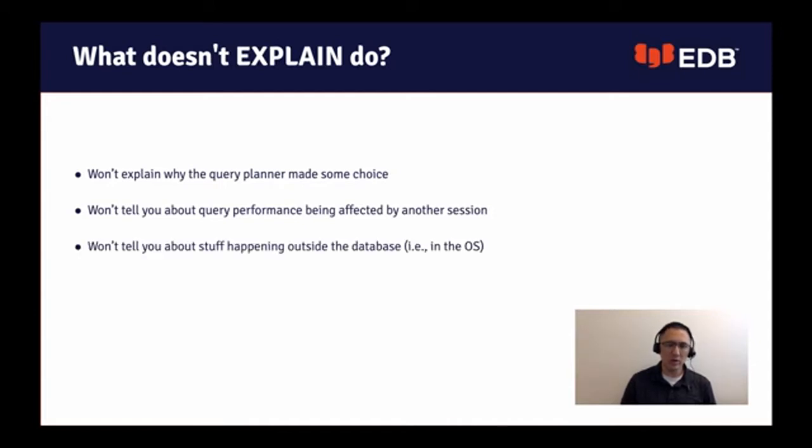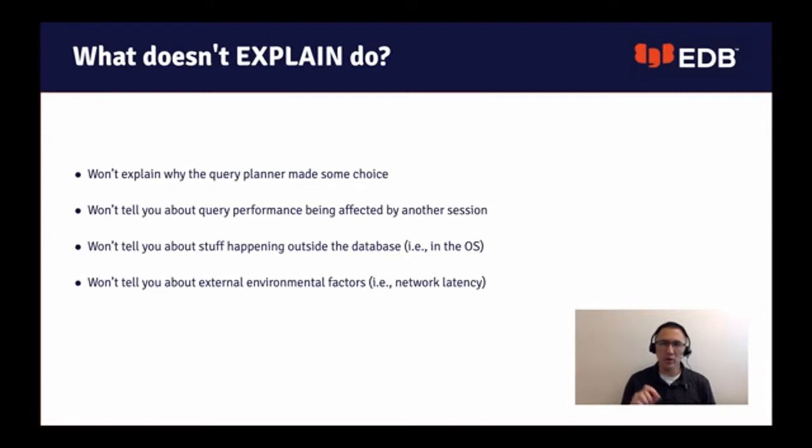Explain also won't tell you about stuff that's happening outside of the database. Like, let's say at the OS level, maybe someone's doing a backup of your file system. Maybe there's some kind of auto scan of a virus software. Those kinds of things are not going to be reflected in explain. It also won't tell you about environmental factors, like let's say you have a congested network. Explain only tells you what Postgres intends to do or did through the query planner.